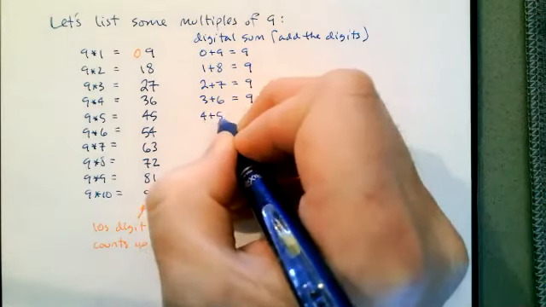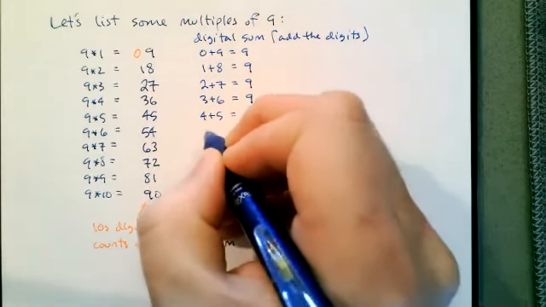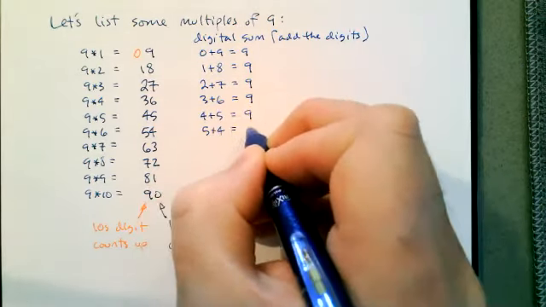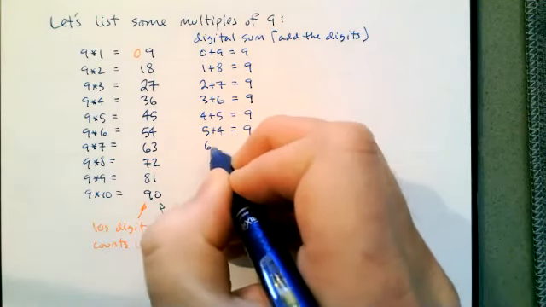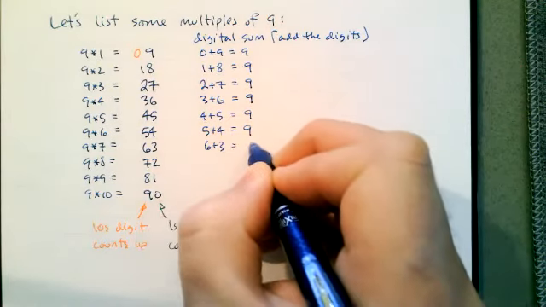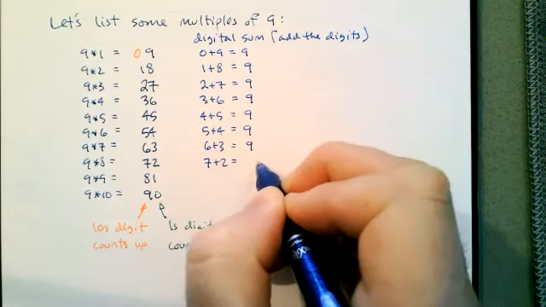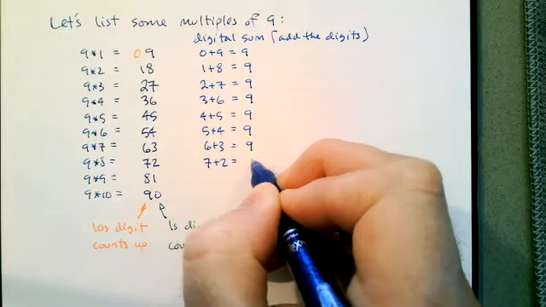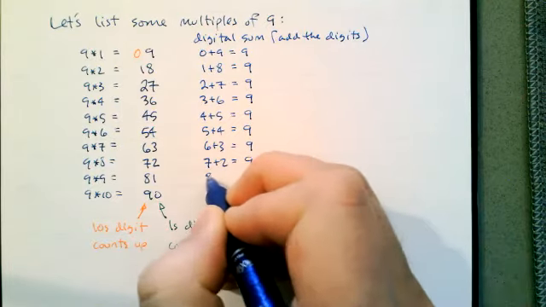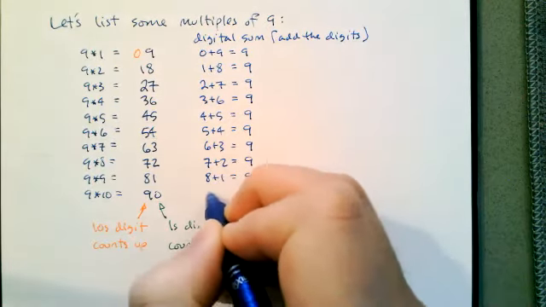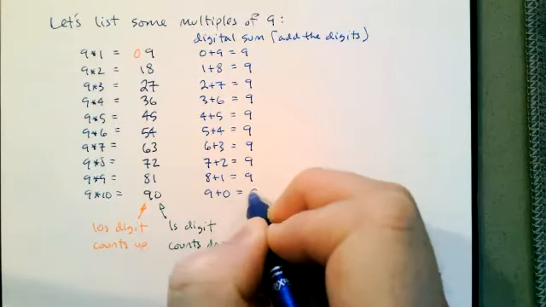4 plus 5 is equal to 9. 5 plus 4 is equal to 9. 6 plus 3 is equal to 9. 7 plus 2, do we know what it is? 9. Actually, yeah, it's 9. 8 plus 1 is 9, and 9 plus 0 is 9.